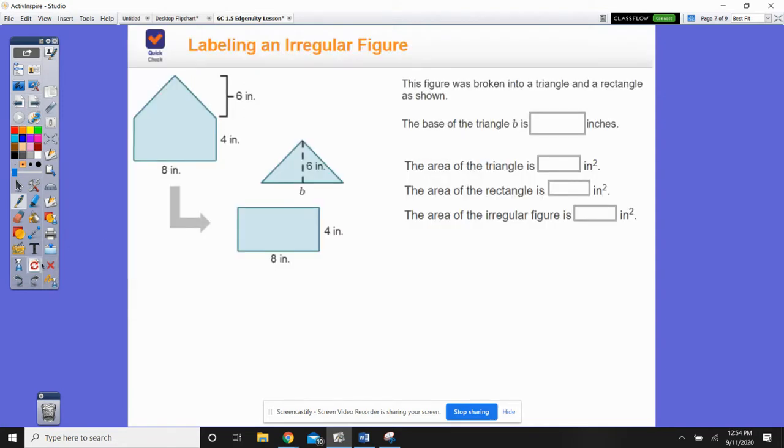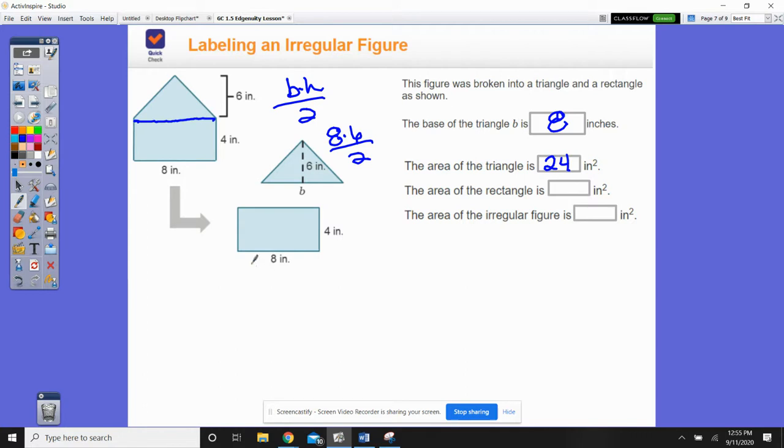Let's try this irregular figure. So it kind of looks like a house. And you have the base of this triangle will be the same as the bottom of the rectangle, which is 8 inches. The area of the triangle would be base times height divided by 2, or 8 times 6 divided by 2, which is 48 divided by 2, or 24 square inches.